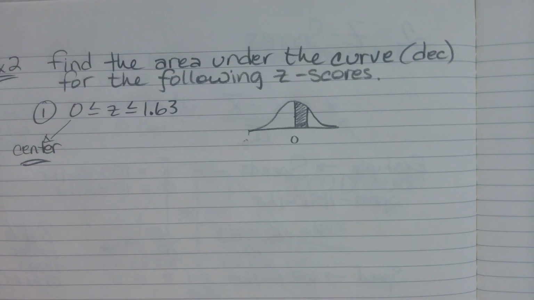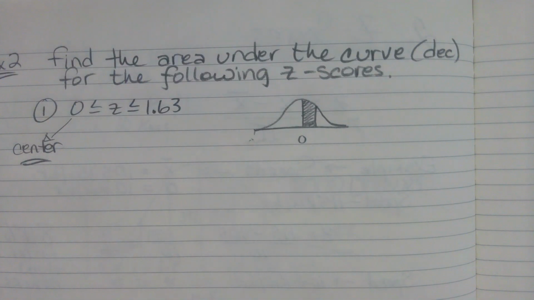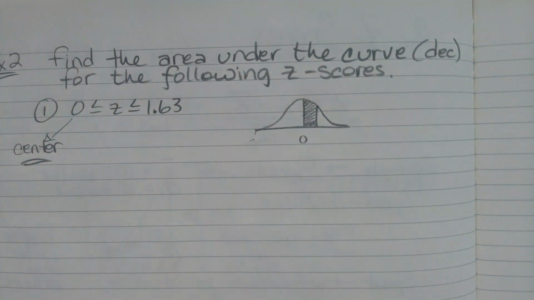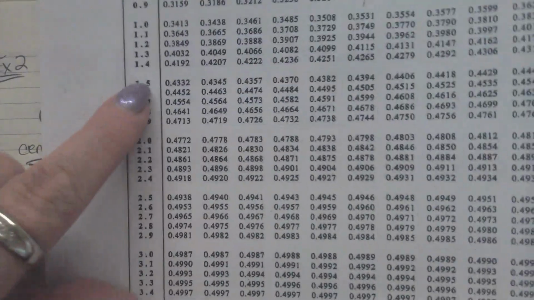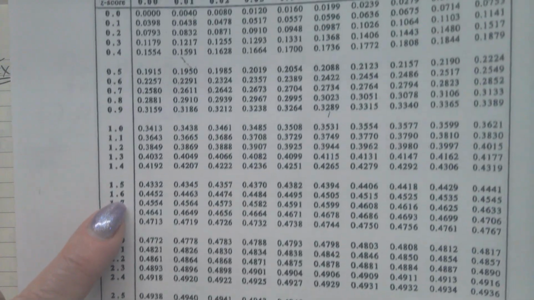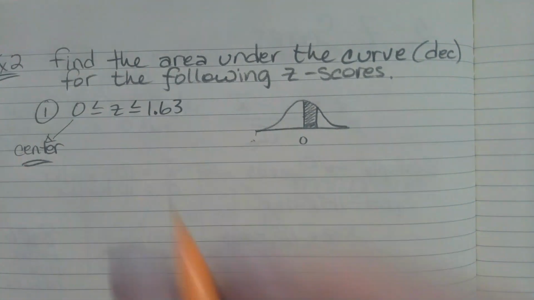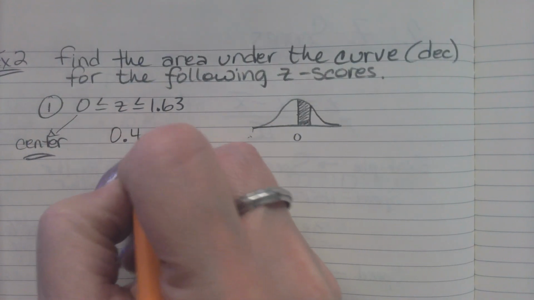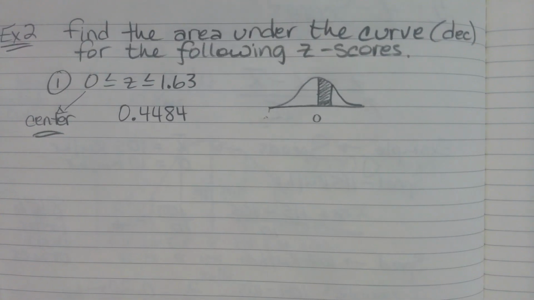So what am I going to do? I'm going to go to the chart. I'm going to look up 1.63. Look up 1.63, people. So 1.6 along the left side, right? 1.6 along the left side, and 0.03 across the top. 0.4484. Exactly. So I come out with 0.4484. Now the question is, is that the answer, or do I have to do 0.5?